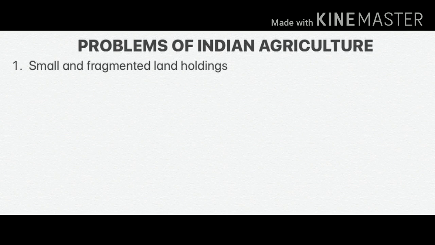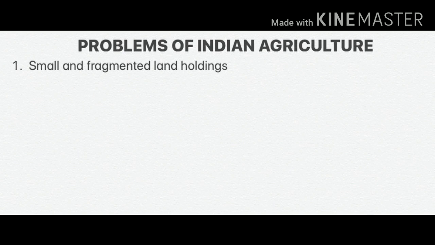Now, moving on, let us talk about some of the major problems of Indian agriculture and their possible solutions. So, firstly, small and fragmented land holdings. In most parts of India, the land holdings are small and fragmented. This results in large-scale wastage of fertile land and labor. In order to avoid this wastage, consolidation of land needs to be done.